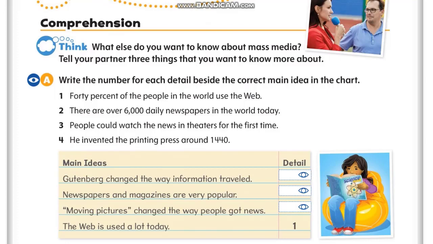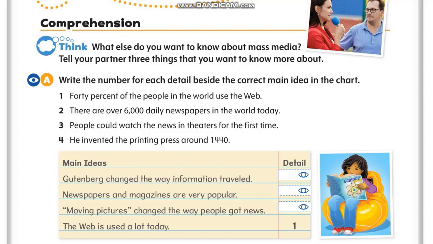We have number 1, 40% of the people in the world use the web. The main idea is answered. The last one, the web is used a lot today. So, number 2, there are over 6,000 daily newspapers in the world today. 3, people could watch the news in the theaters for the first time. 4, he invented the printing press around 1440.